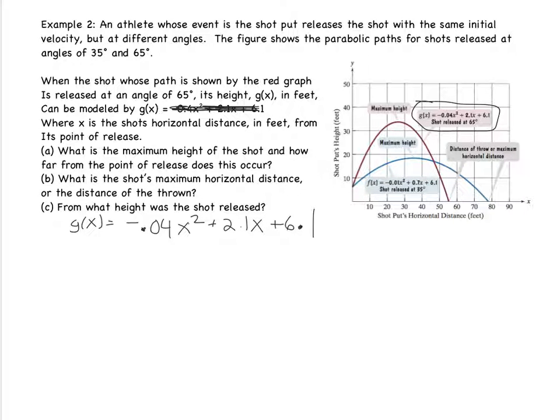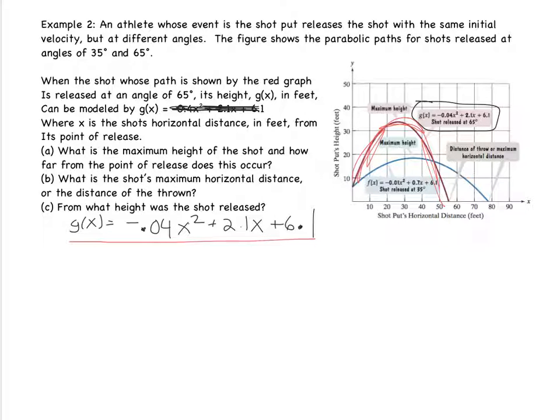And really, there's nothing too tricky in the word problems other than just kind of wading through the information and figuring out what from what we were just talking about do we need to use to answer their questions. So we're dealing with a shot put. Basically, we're looking at the red graph right now, which is this one that reaches a little bit higher and then comes around. And then in the homework, you're doing the other one. So we're really trying to do this to help set you up for the homework. And so when the shot whose path is shown by the red graph is released at an angle of 65 degrees, its height can be modeled by our equation that I just wrote here.